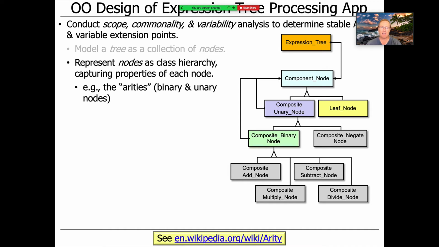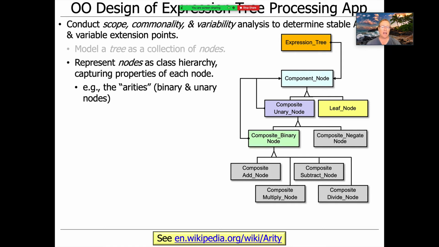And then we're going to take that modeling and we're going to represent it using the creational capabilities in a language like C++, using classes. And we're going to have a hierarchy of classes, and each class that's in the hierarchy will capture various properties of the nodes. So for example, if you look even very quickly at this diagram, you'll see that we have different types of nodes with different arities. We have unary nodes. We have binary nodes. We have some nodes that have no children at all. And so a leaf node, as you can see, has no children.